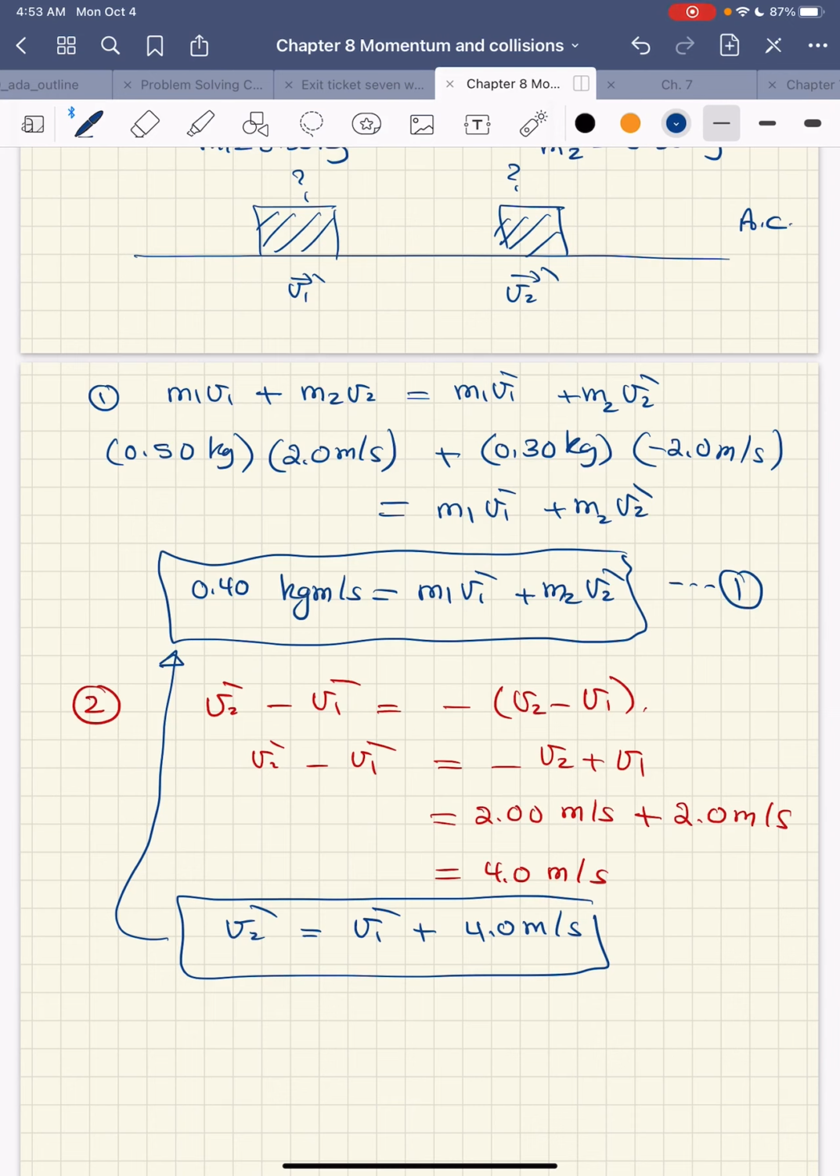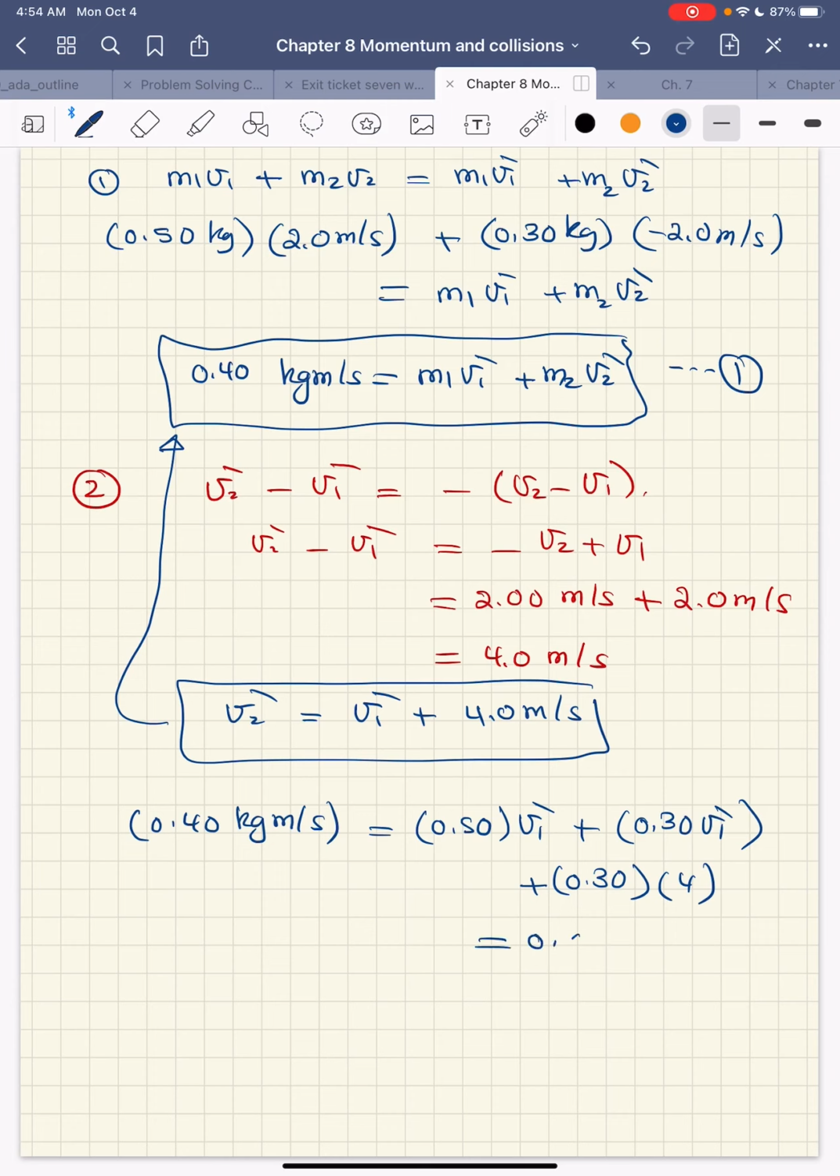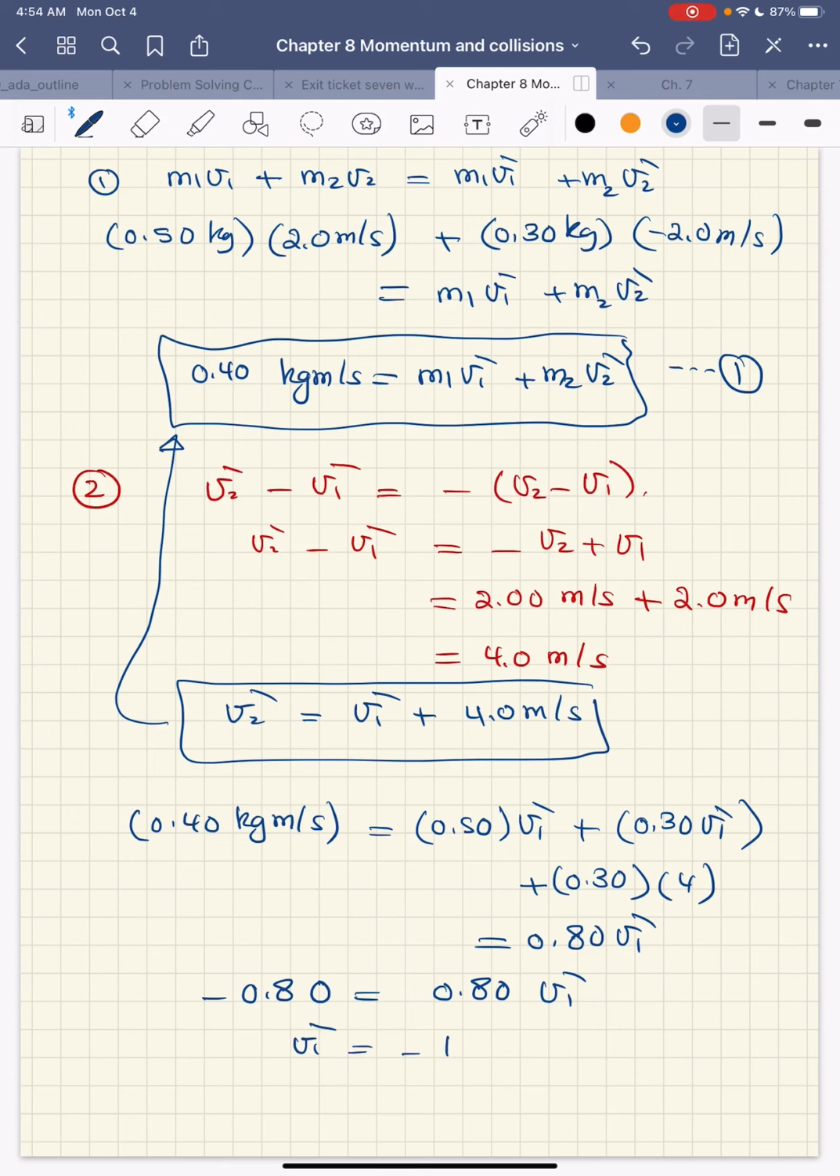And I have two equations, and I will be able to say 0.4 kilograms meters per second should equal 0.5 V1 prime plus 0.3 V1 prime plus, and that is gonna be 0.8 V1 prime, and finally negative 0.8 equals 0.8 V1 prime, and my V1 prime will be negative 1, and based on this value I will be able to find the second one as 3.